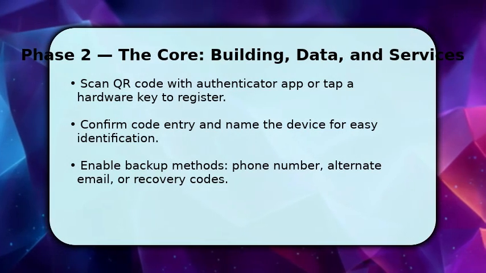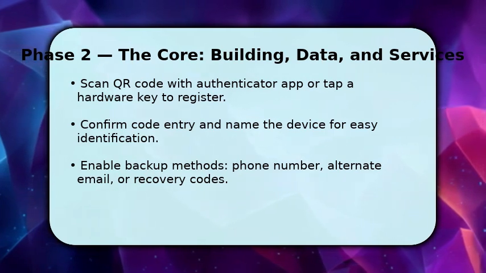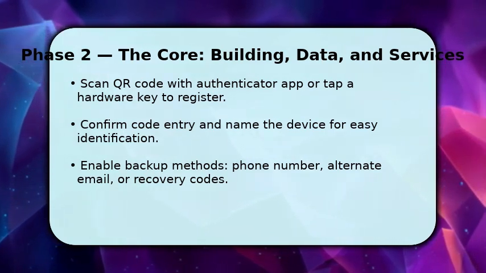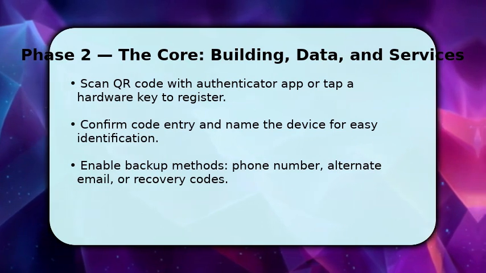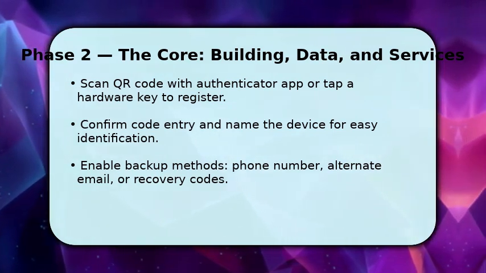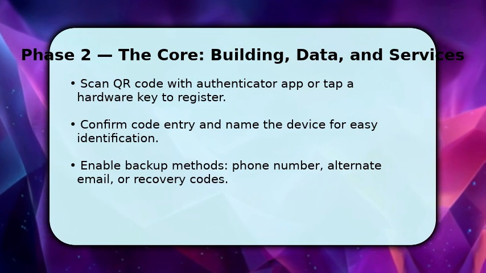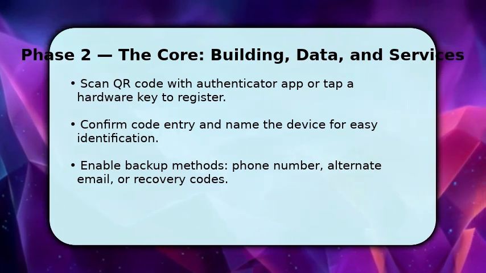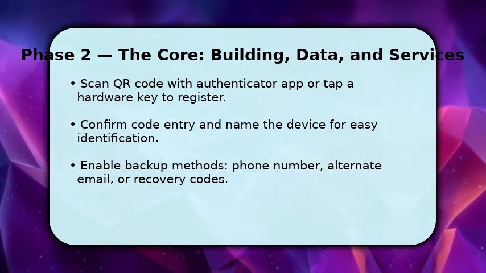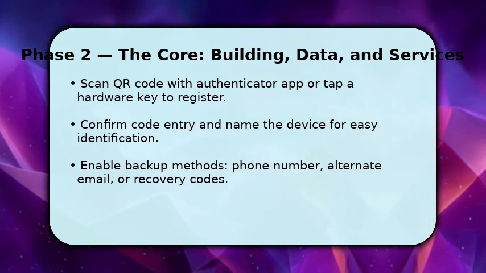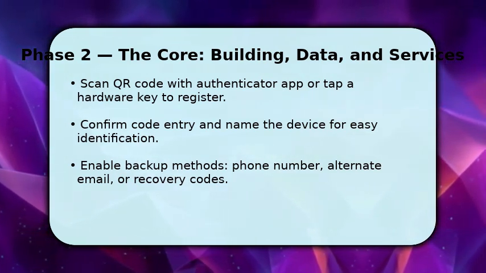Once the wizard displays a QR code, open your Authenticator app and scan it. If using a hardware key, insert and tap per prompts. Enter the 6-digit code shown or confirm the key registration. This verifies the link between your PC account and the second factor. Name the device so you recognize it in future.